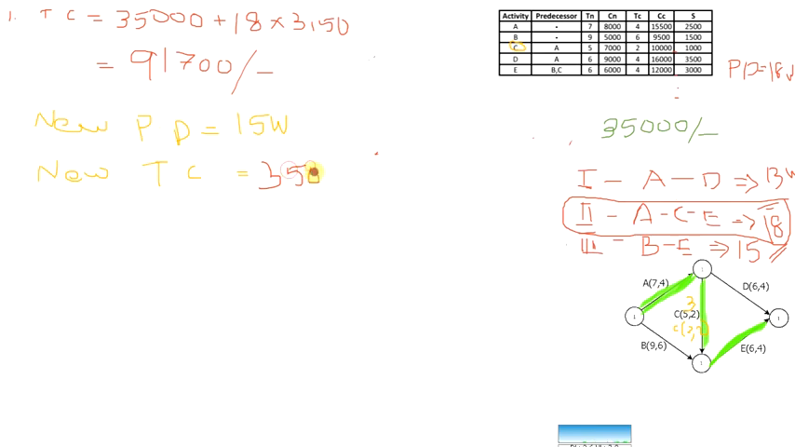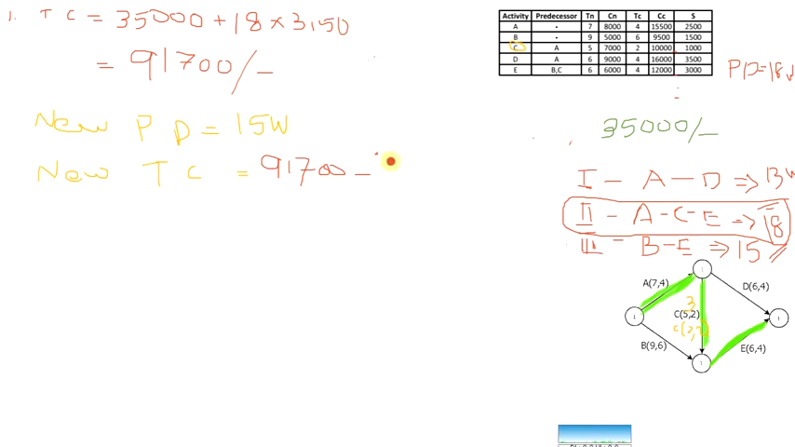35,000 plus, what will be the other parameters? Or we can write it in this way, that is, using the cost we have already calculated, the previous total cost, 91,700 minus, okay, initially it was 18 weeks and each week needs 3150 as the indirect cost per week.